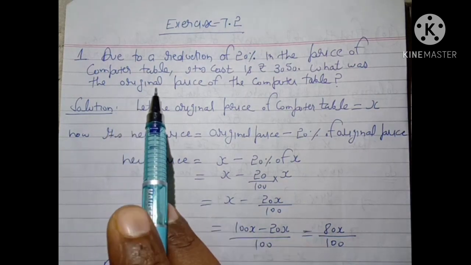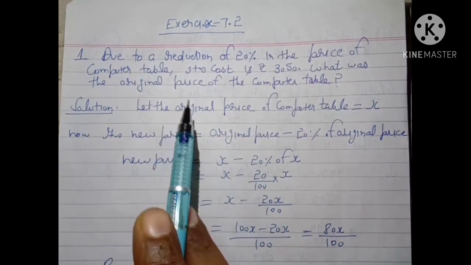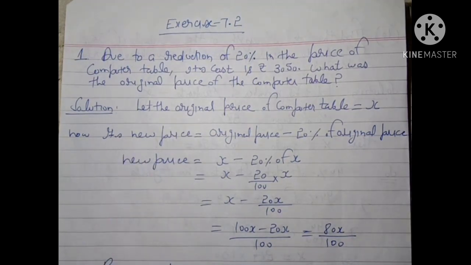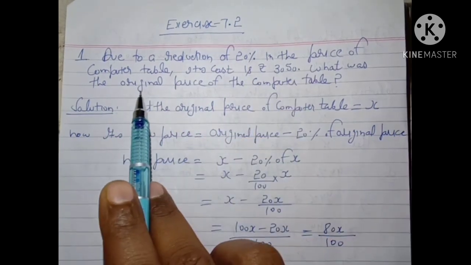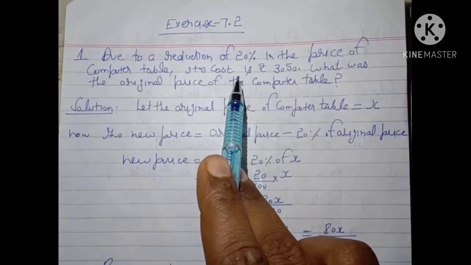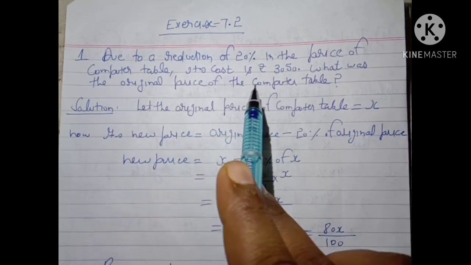And today you can see in this exercise all the sums are given in the form of statements, so we are going to solve these kinds of sums. Okay, now see the first sum. Due to a reduction of 20% in the price of the computer table, its cost is rupees 3050. What was the original price of the computer table?